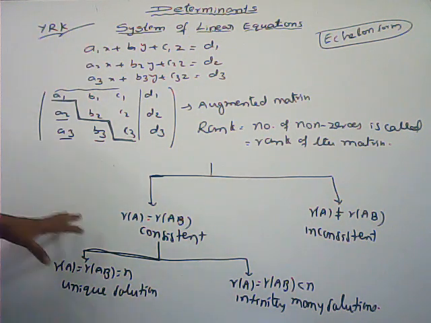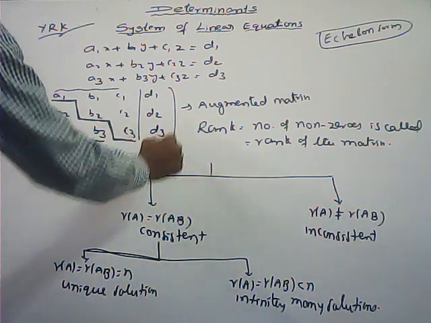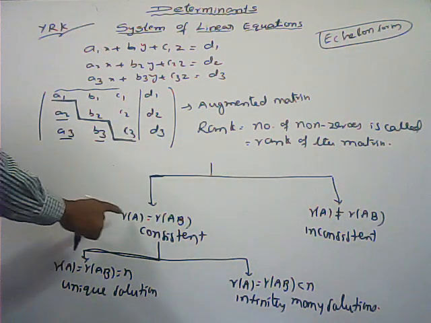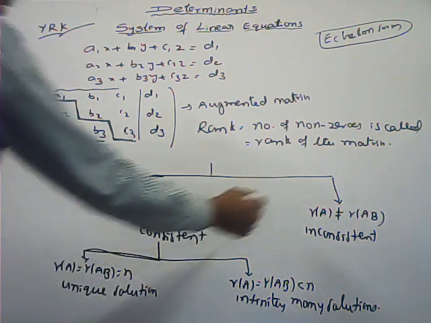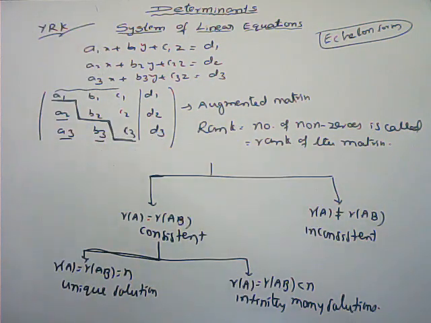Rank of A: here we are comparing the rank of the coefficient matrix and the augmented matrix. AB means the augmented matrix. If both are equal, then we say the system of linear equations is consistent. If both ranks are not equal, it is inconsistent. Inconsistent means there is no solution.